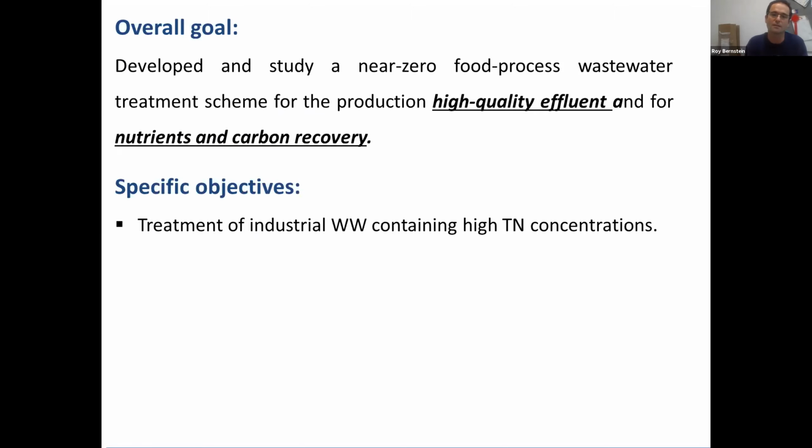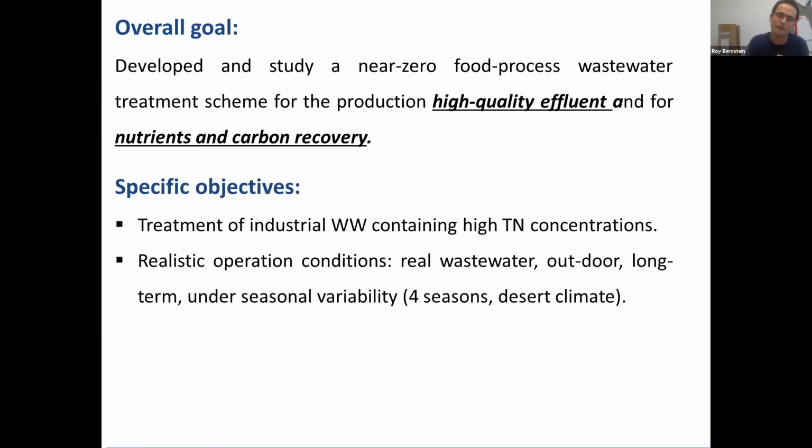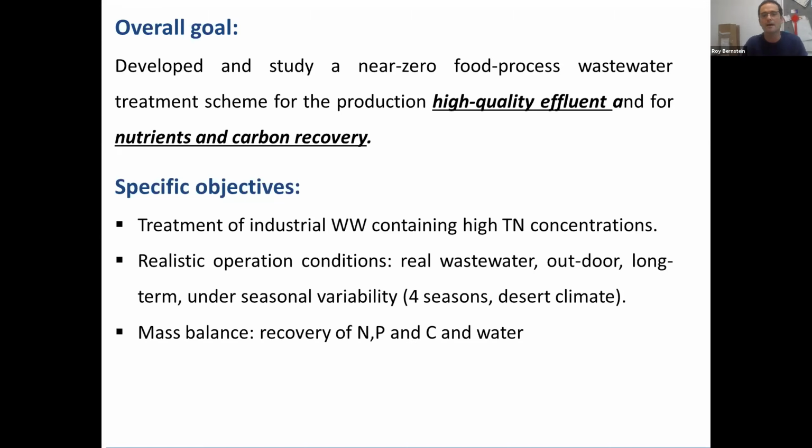Specifically, we wanted to treat industrial wastewater with relatively high total nitrogen concentrations. And very important, under realistic operation conditions, meaning using real wastewater and growing the algae under outdoor conditions, during different seasons. And in the end, we wanted to do a mass balance to see how much we can recover of the nitrogen, phosphorus, and carbon, and also obviously water.